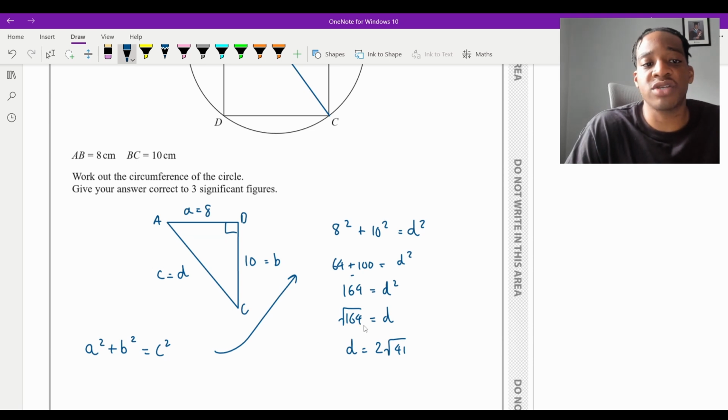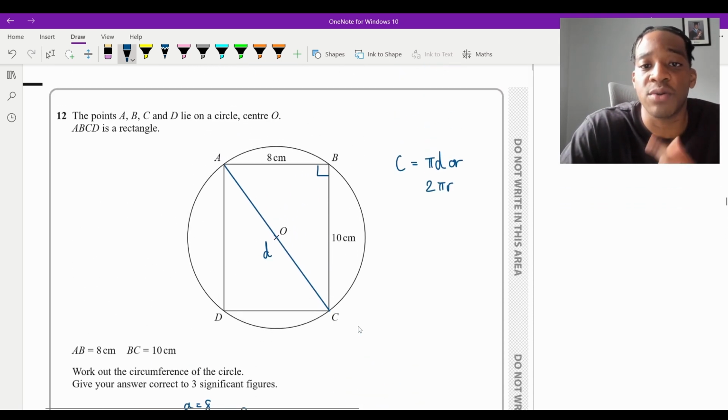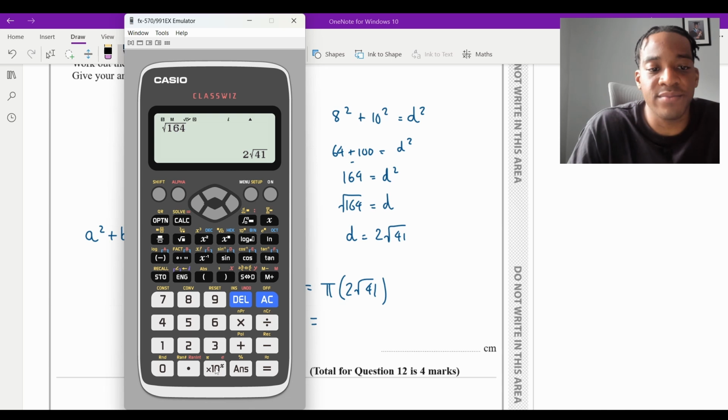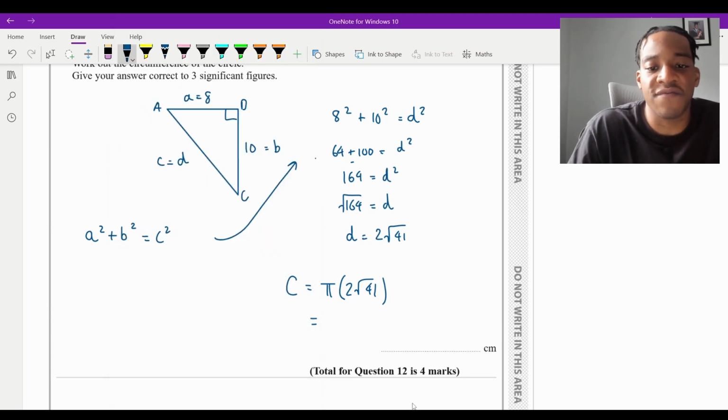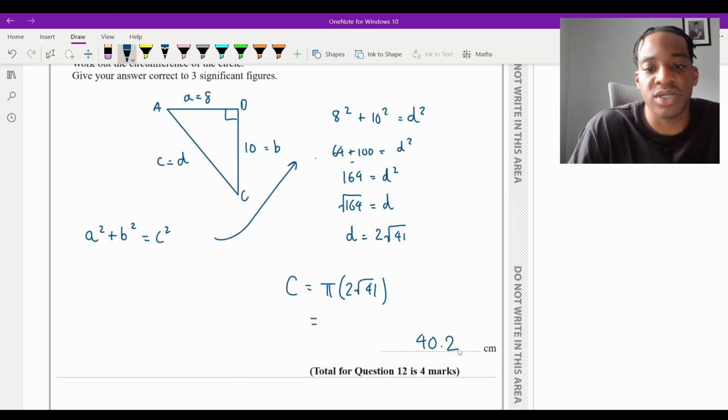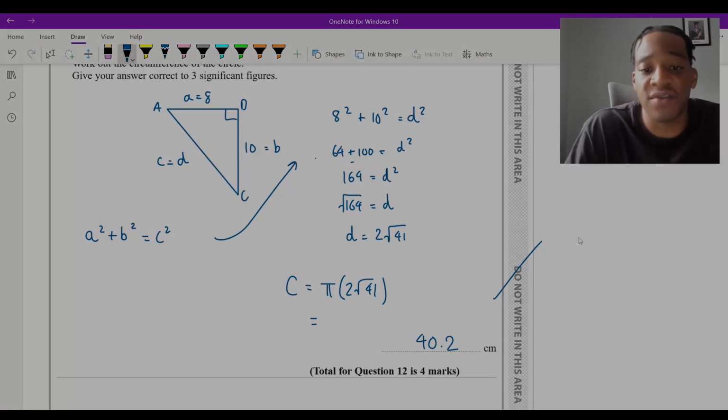Yeah. Now remember, the question asks us for the circumference of the circle, which we know is equal to pi d. So therefore, the circumference is just going to be C is equal to pi times this number here, 2 root 41. And I'll just put this into my calculator and see what it gives me. So pi times 2 root 41. This gives me, whoops, I need to put the bracket on the outside. This gives me 40.232 blah blah blah. The question asks to have it to 3 significant figures, so that will just be 40.2, isn't it? So the answer is just 40.2 centimeters, and that's it. And that's question 12 finished.